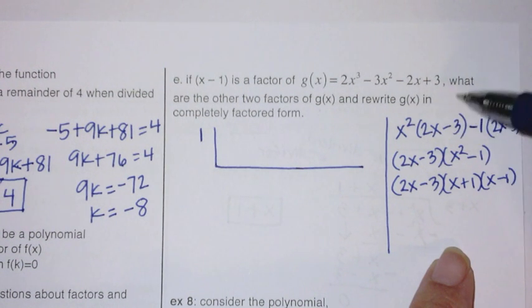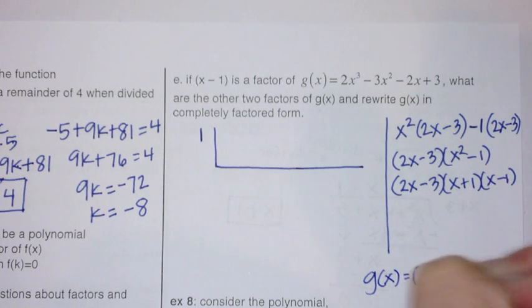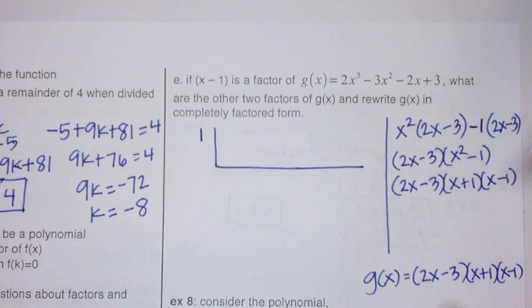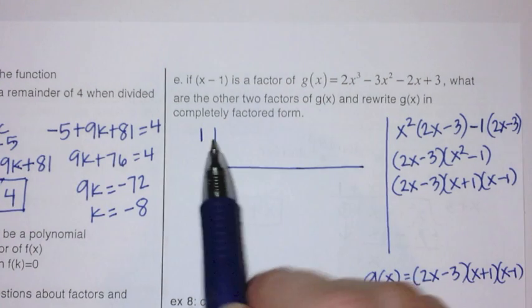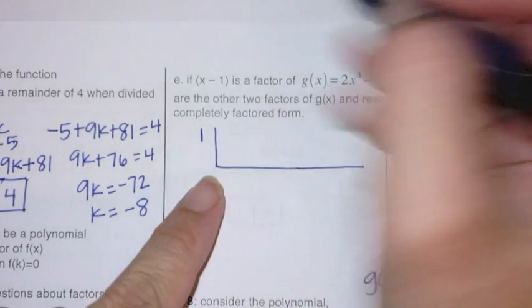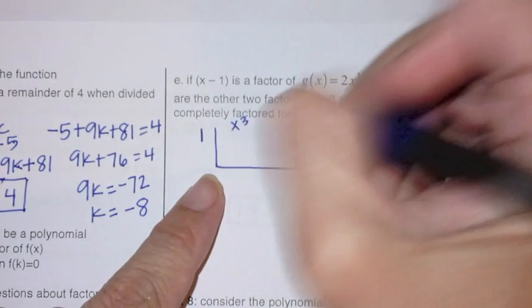And rewrite g of x in completely factored form. So there it is right there. 2x minus 3 times x plus 1 times x minus 1. So I can either have it in term form or in factored form. Now I am going to show you this way just because it's cool to see how this all works together, at least in my opinion.